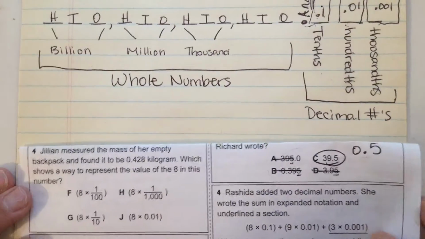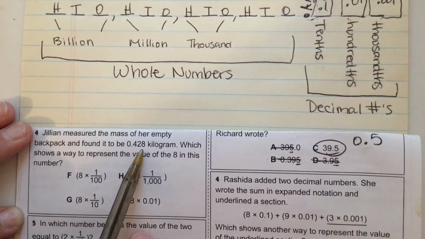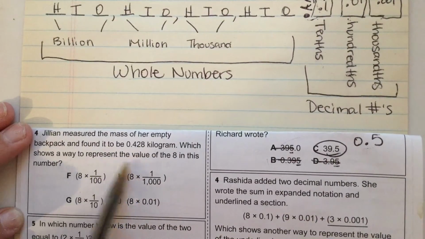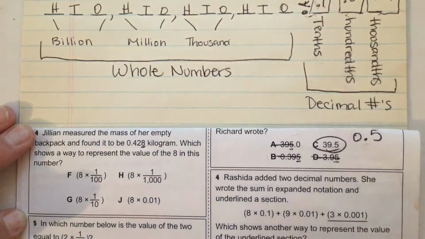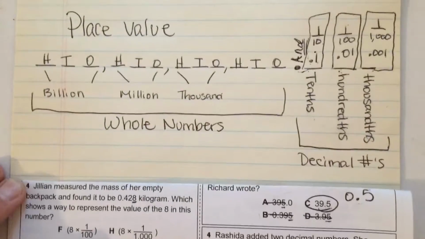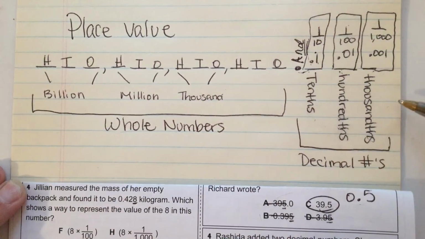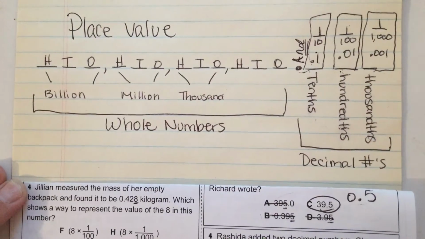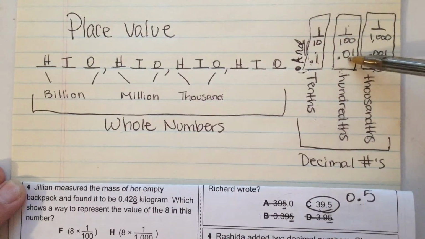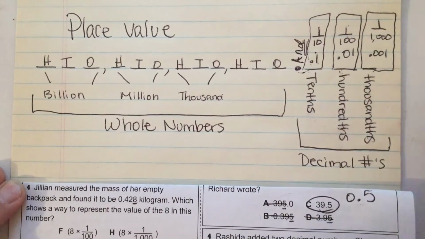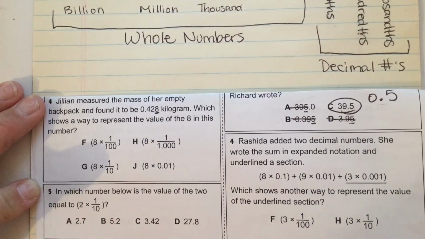Next one. Jillian measured the mass of her empty backpack and found it to be 0.428 kilograms, which shows a way to represent the value of the 8 in this digit. So we're looking at the 8, which is the last number. So if it's the last number, which digit would it be? Tenths, hundredths, or thousandths? What would the factors look like? 1 over 10 and 0.1, 1 over 100, 0.01, 1 over 1,000, 0.001. So the 8, which one of these represents the 8?